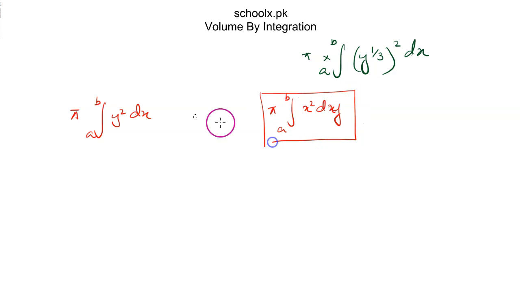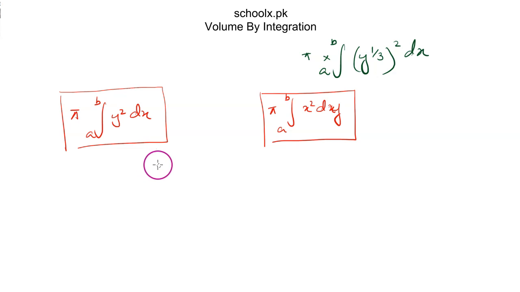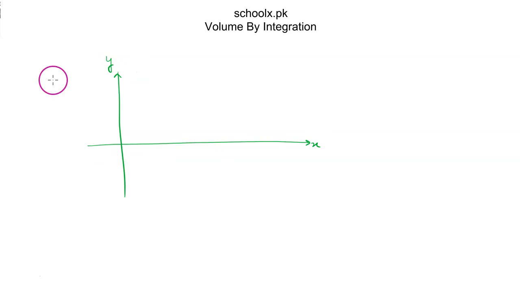Alright, learn these two formulas by heart. Now we'll learn how this formula actually came about. Alright, so let's say I have a curve. I'm going to draw the curve. First let me draw the two axes. This is my y-axis, this is my x-axis, and my curve is right here.